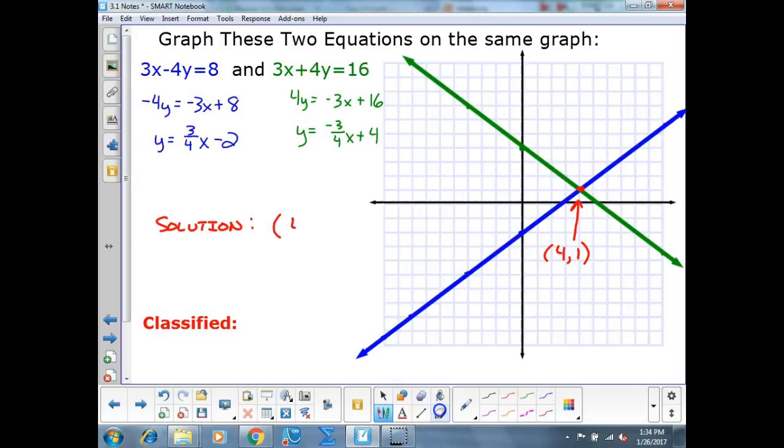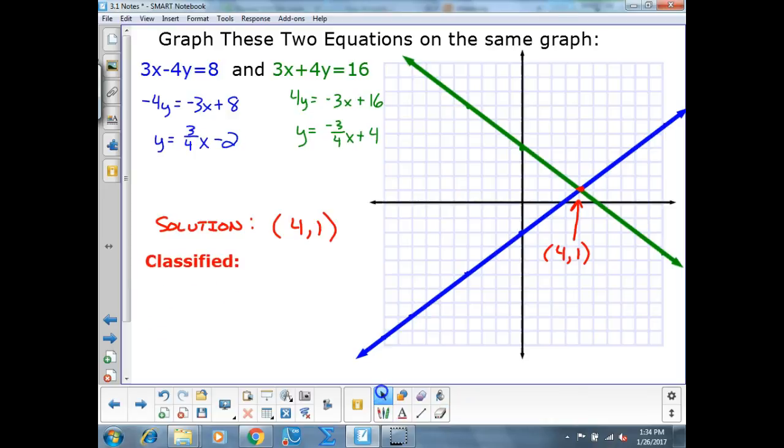So my solution here is the point (4, 1), and it's classified as consistent and independent.